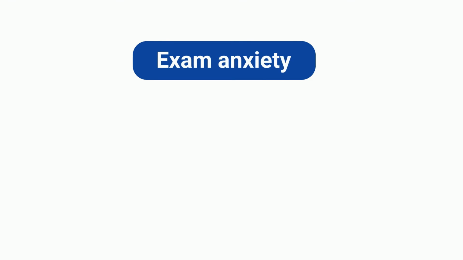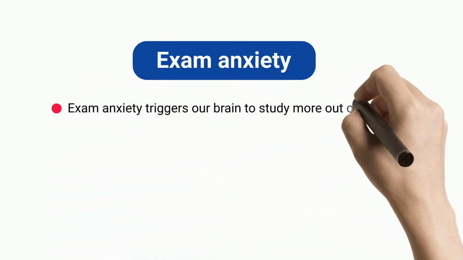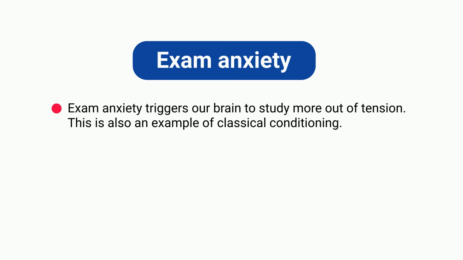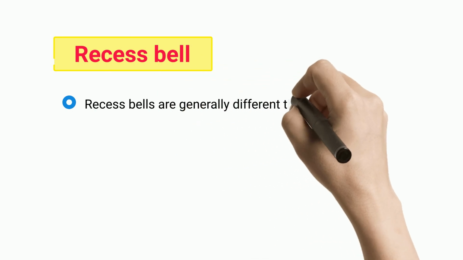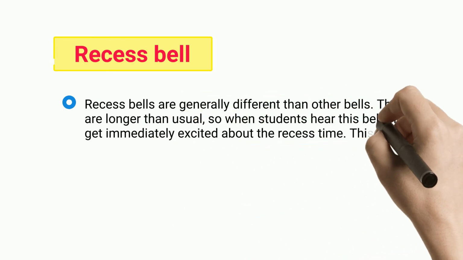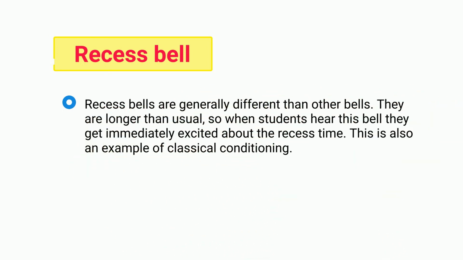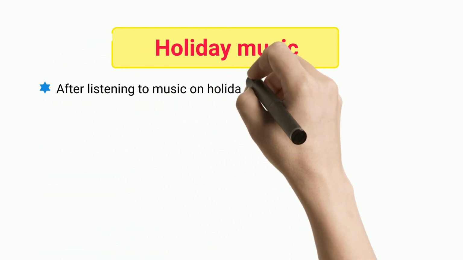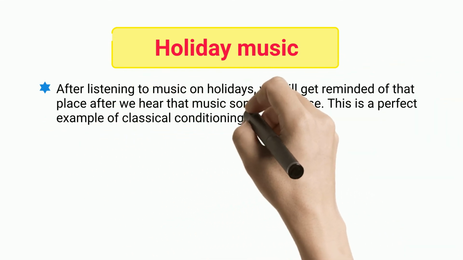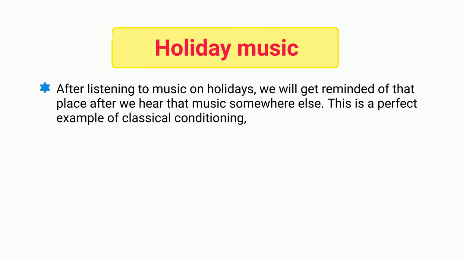Exam anxiety. Exam anxiety triggers our brain to study more out of tension. This is also an example of classical conditioning. Recess bell. Recess bells are generally different than other bells. They are longer than usual, so when students hear this bell, they get immediately excited about the recess time. This is also an example of classical conditioning. Holiday music. After listening to music on holidays, we will get reminded of that place after we hear that music somewhere else. This is a perfect example of classical conditioning.